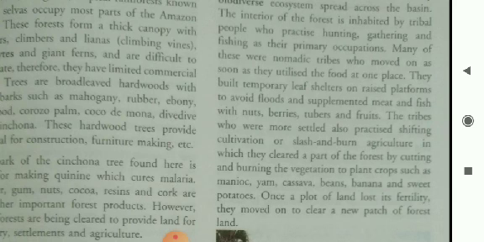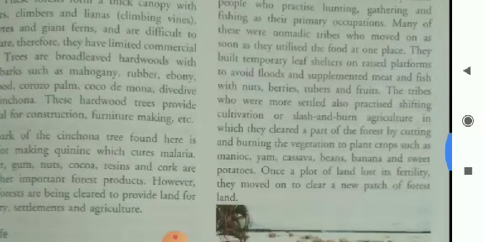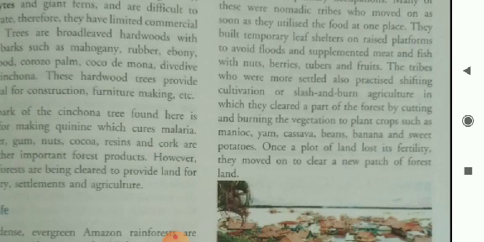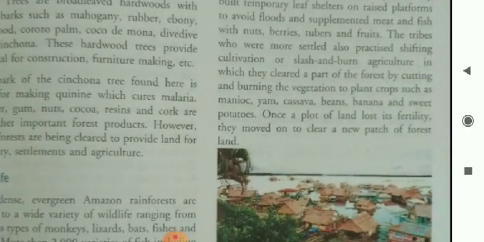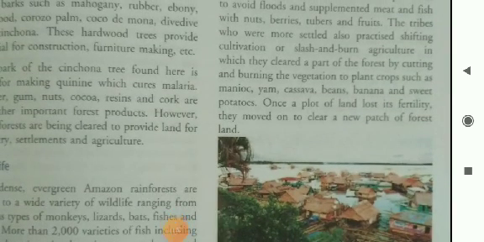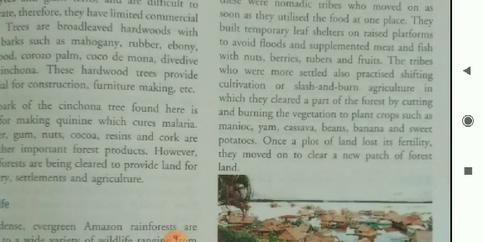The interior of the forest is inhabited by tribal people who practice hunting, gathering, and fishing as their primary occupations. Many of these were nomadic tribes who moved on as soon as they utilized the food at one place. They built temporary leaf shelters on raised platforms to avoid floods and supplemented meat and fish with nuts, berries, tubers, and fruits.